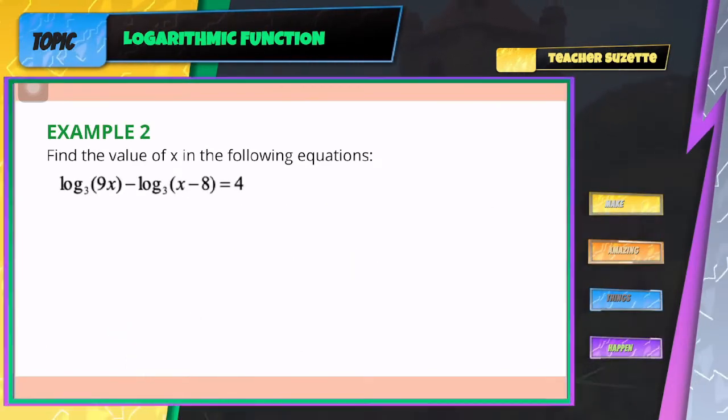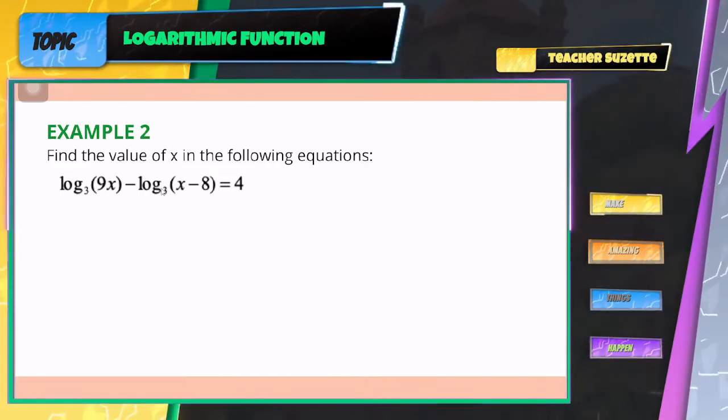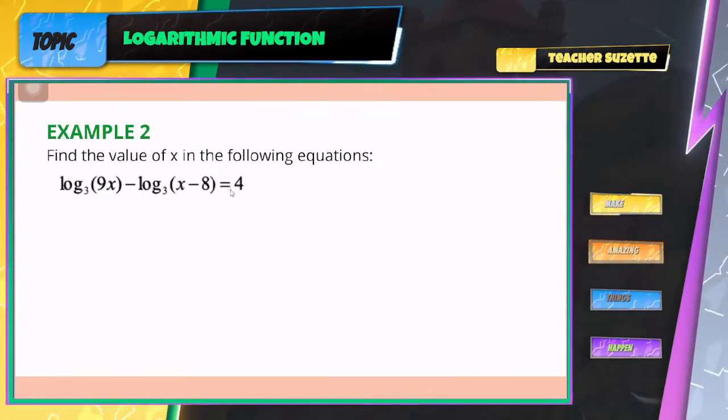So, let's have our example number 2. We have the logarithm of 9x base 3 minus the logarithm of x minus 8 base 3 equal to 4.